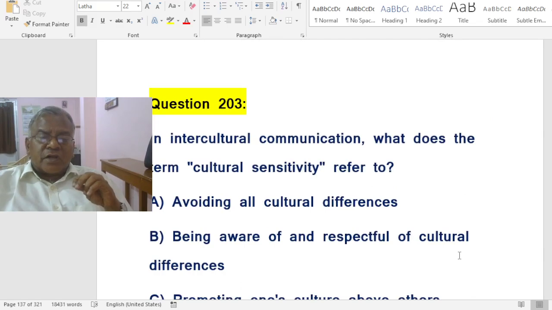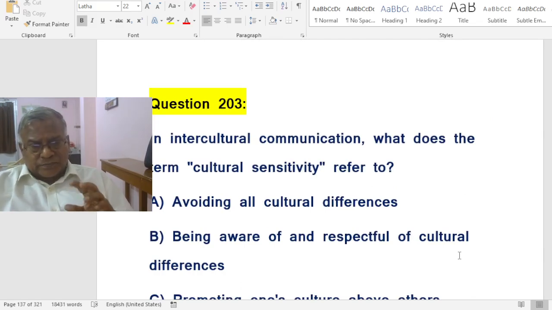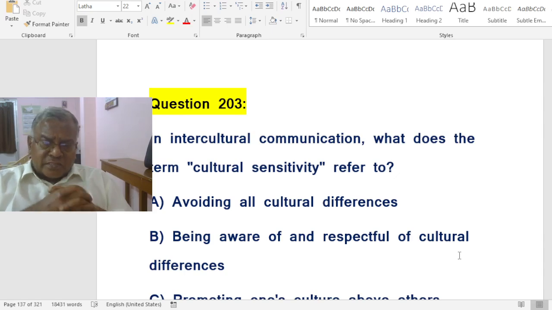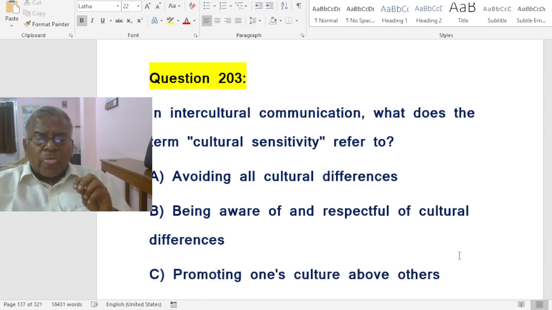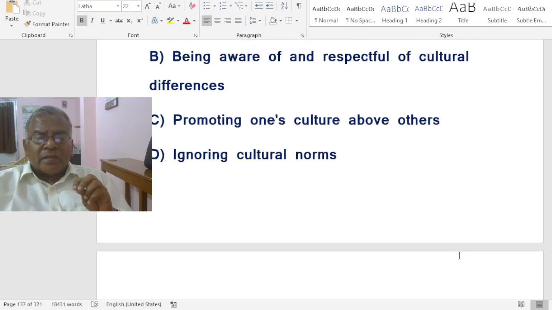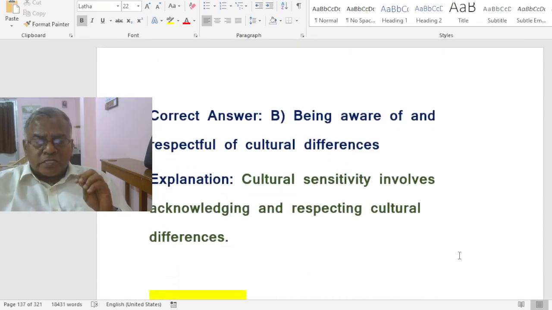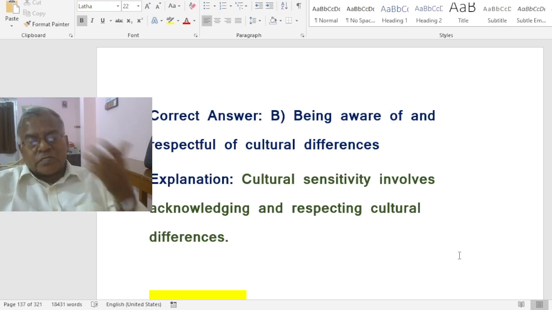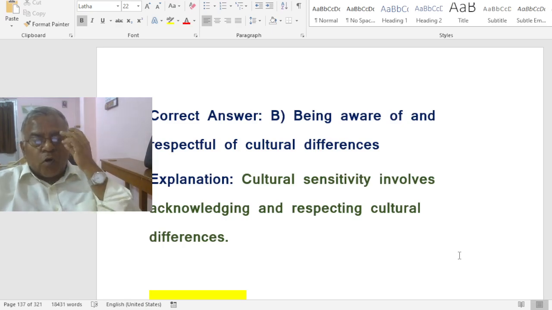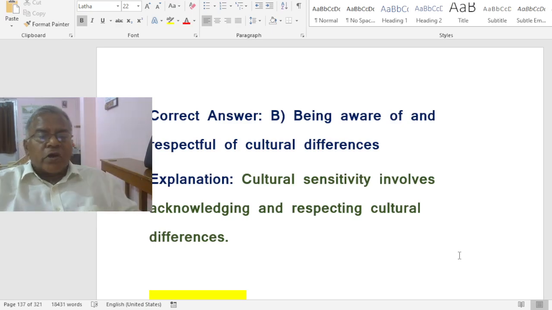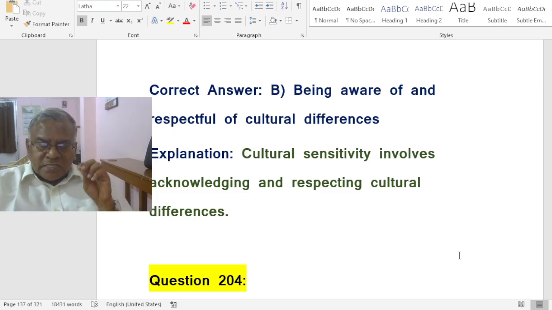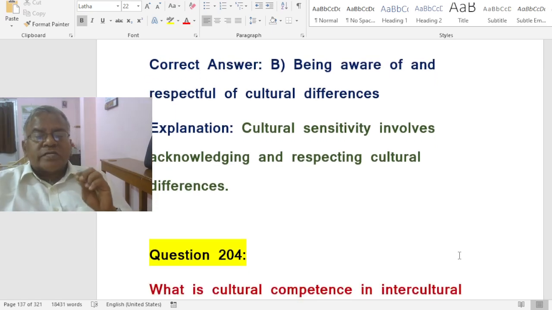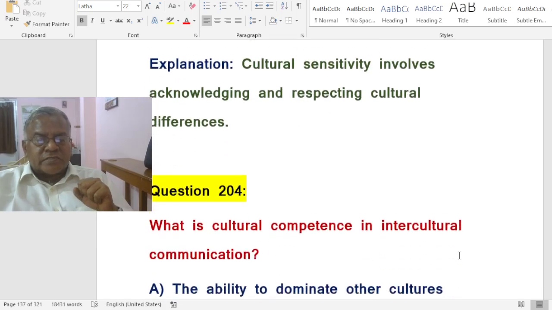In intercultural communication, what does the term cultural sensitivity refer to? That is, being aware of and respectful of cultural differences. If there are cultural differences, you are respectful towards that. Cultural sensitivity involves acknowledging and respecting cultural differences.